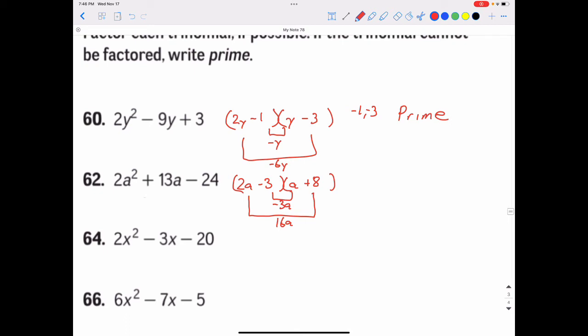64, I cannot do a distributive property. Factor 2x squared, it splits it up into 2x and x. We're looking for factors of negative 20 that add up to negative 3. And let's see, let's try negative 4 over here and positive 5 over here, because that will give me 5x for my inside terms and negative 8x for my outside terms, and that does add up to my middle term of negative 3x. So we have that correctly factored.